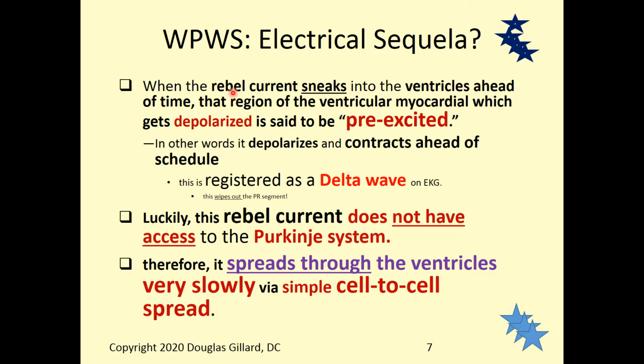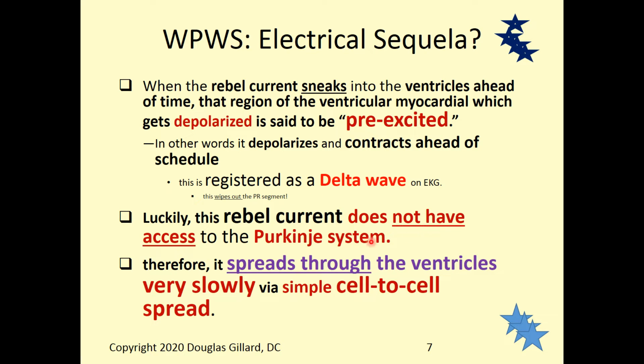Okay, and that's just what I said. When the rebel current sneaks into the ventricles ahead of time, that region of the ventricle is pre-excited, right? Ventricular pre-excitement. And there goes the PR segment. The PR segment, this kind of came out in small letters, didn't it? It wipes out that PR segment, and it's replaced by a delta wave. So the QRS complex has started ahead of time. I'll show you a picture in a second.